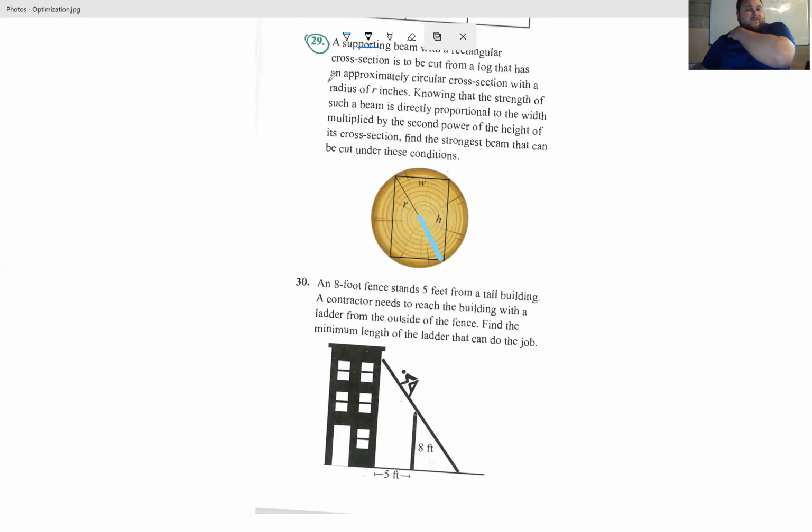All right, so an 8-foot fence stands 5 feet from a tall building. The contractor needs to reach the building with a ladder from the outside of the fence. Find the minimum length of the ladder that can do the job. Okay. So any suggestions on where to start?